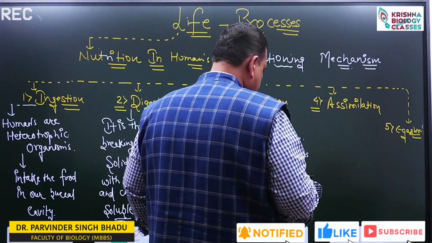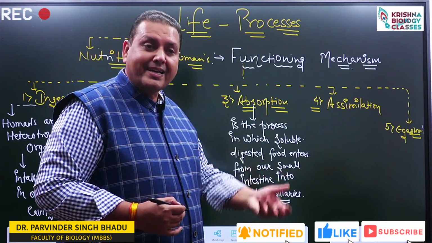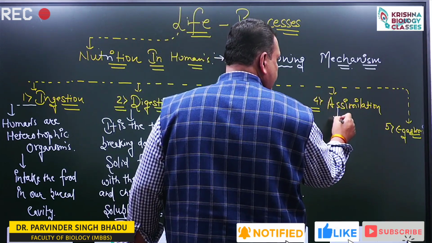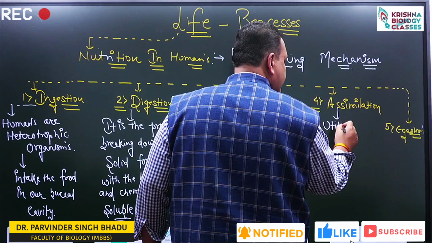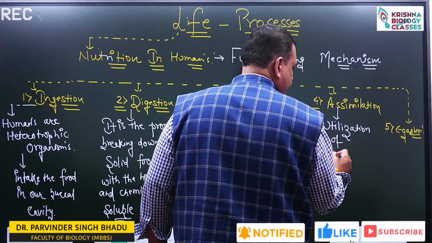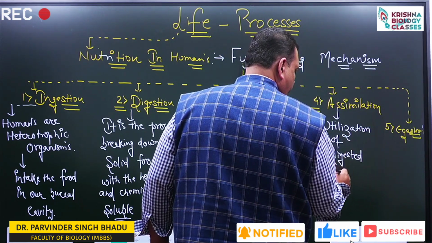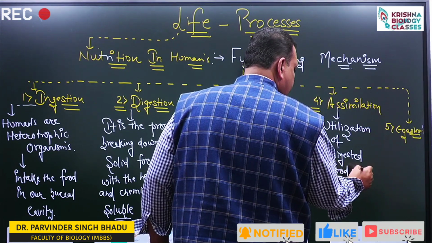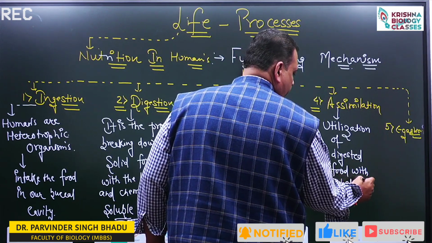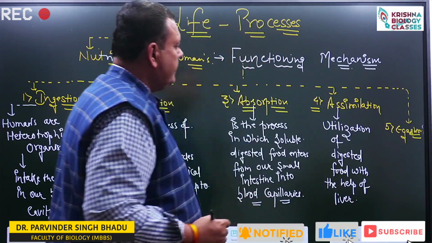And once this food enters into our blood capillary, then we start to utilize it, and that process is named as assimilation. So assimilation is utilization of digested food with the help of liver. How it takes place, we will discuss in detail.